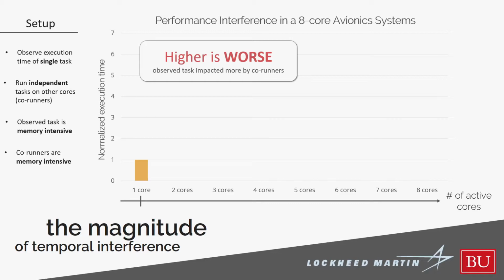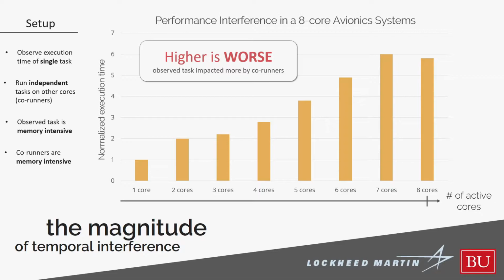And now what we do, we activate more and more workload, which is logically unrelated to the application we are observing, but that occupies and consumes hardware resources in parallel running on different cores. And then we see that the runtime of the application under analysis increases linearly until we roughly hit a 600% slowdown when we have 7 and 8 cores active in the system. And if 6x slowdown sounds like a lot, well, this is not even the worst case.